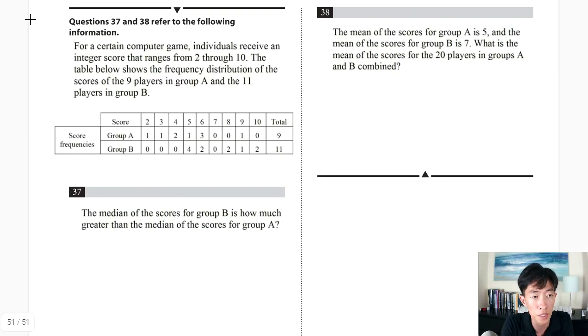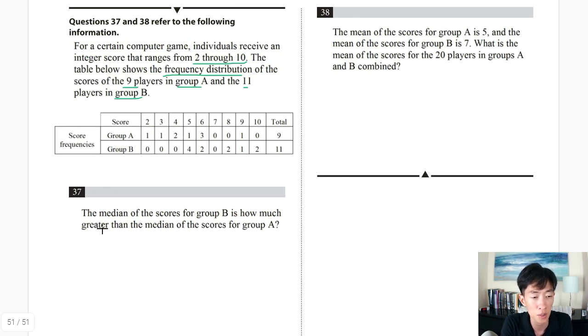Questions 37 and 38 refer to the following information. For a certain computer game, individuals receive an integer score ranging from 2 to 10. The table shows the frequency distribution of the scores of the 9 players from Group A and the 11 players in Group B. So frequency distribution just tells you how often something occurs. In Group A, 1 person got a score of 2, 2 people got a score of 4, 3 people got a score of 6, and so on.